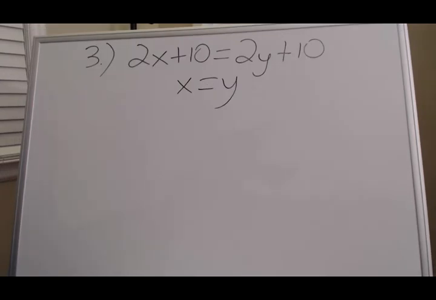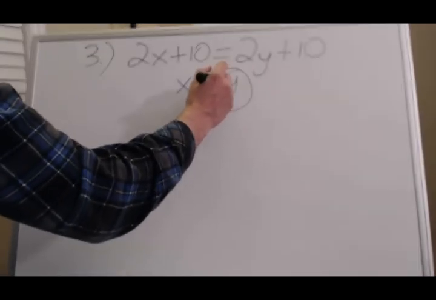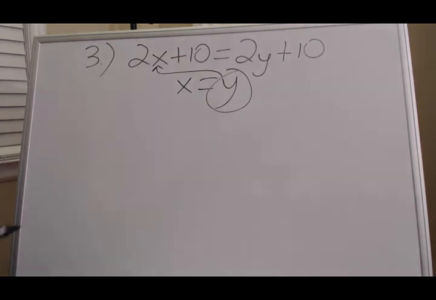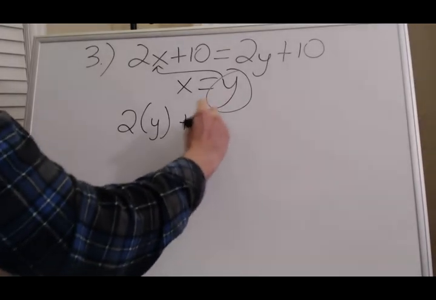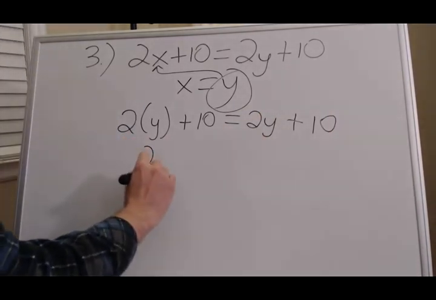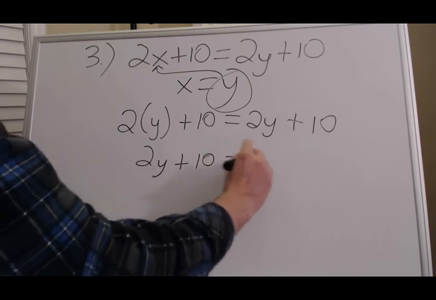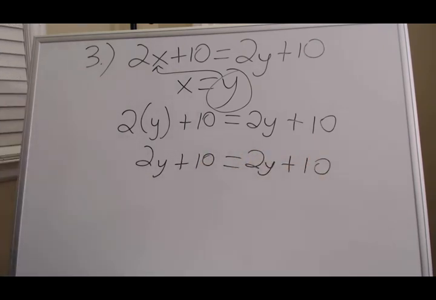Number 3, again we notice the second equation is already solved for either x or y. So we're going to take that y, we're going to plug it in and substitute for x. So if we multiply 2 by y, we get 2y. At this point, we have a true statement. 2y plus 10 is equal to 2y plus 10.